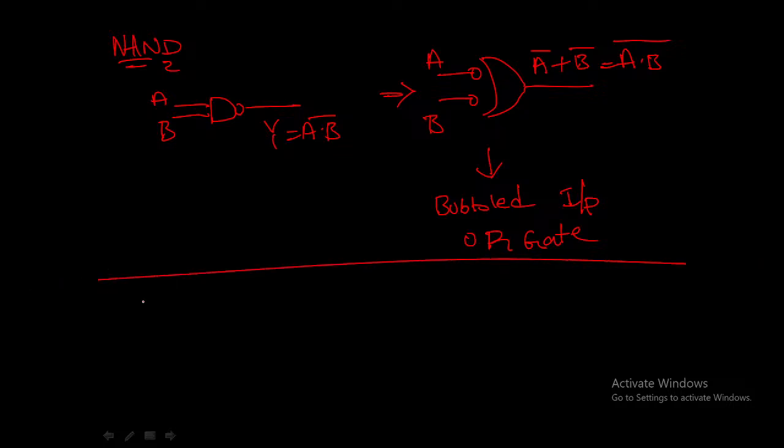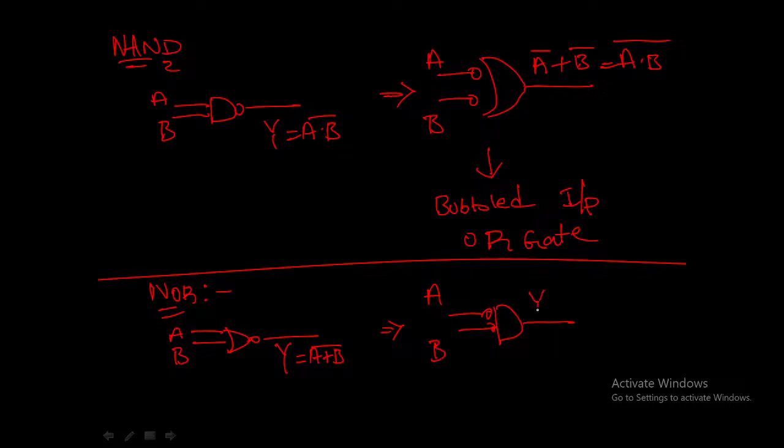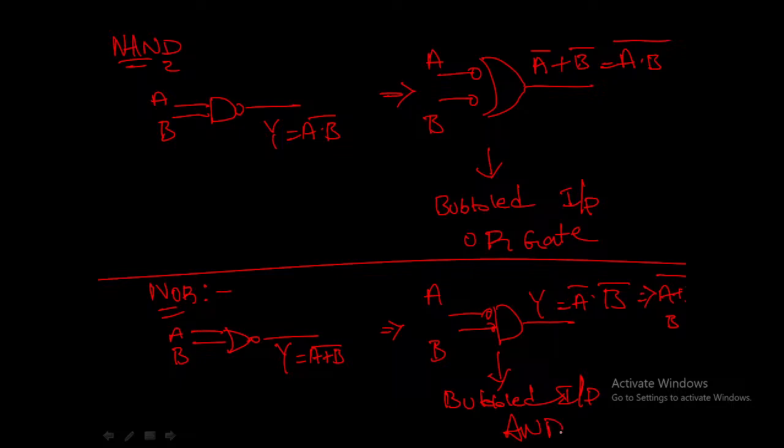And coming to the NOR gate, this is our NOR gate with inputs A and B and output Y equal to A plus B, the whole bar. It is nothing but a bubbled input AND gate: Y is equal to A bar dot B bar, which is nothing but A plus B, the whole bar. So the alternate representation of the NOR gate is a bubbled input AND gate. These are the alternate representations of our standard logic gates: AND, NOT, OR, NAND, and NOR gates. This is how we represent the alternate representations of normal logic gates.